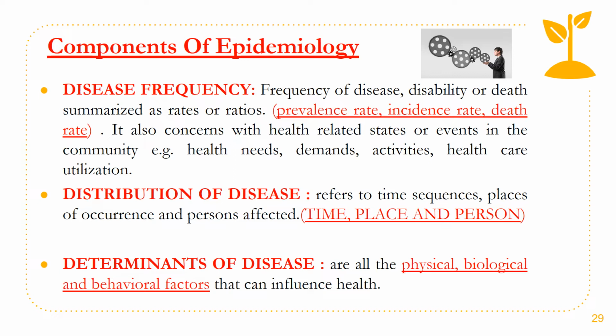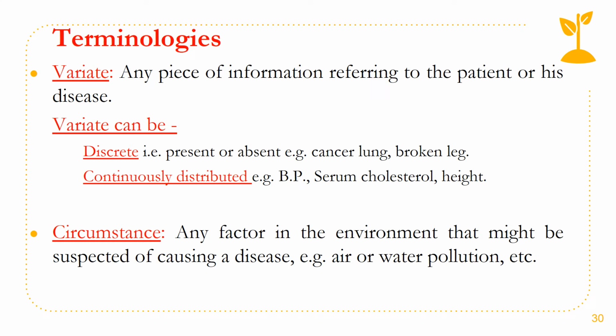Determinants of disease are all the physical, biological, and behavioral factors. Terminologies: variate. Any piece of information referring to the patient or his disease. Variate can be discrete, that is, present or absent, example cancer of lung, broken leg. Or continuously distributed, example BP, serum cholesterol, height.